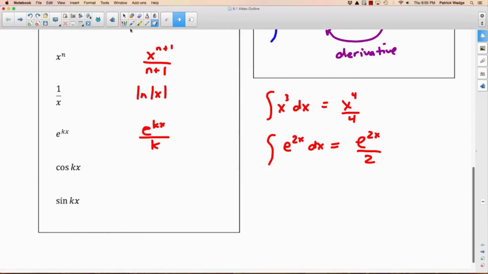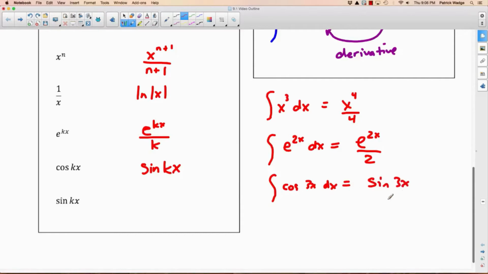Cosine of kx. So what do you take the derivative of and end up getting cosine x? It's sine x. If you take the derivative of sine x, you get cosine x. But wait a minute, this is cosine kx. So let's think for a second. Why don't we try taking the integral, the antiderivative of cosine 3x dx. So again, you think, okay, well, it would be sine 3x because we're going in the opposite direction. But this isn't the right answer yet, is it?